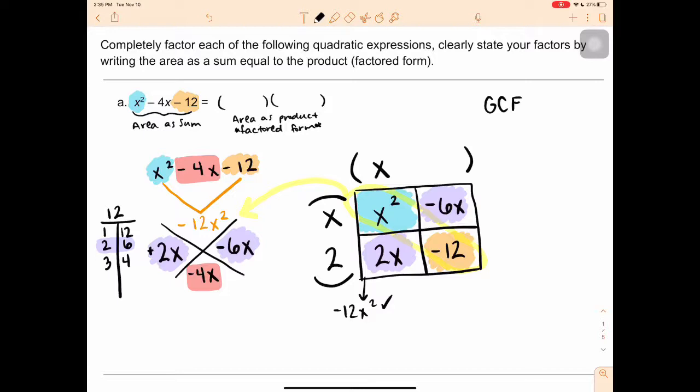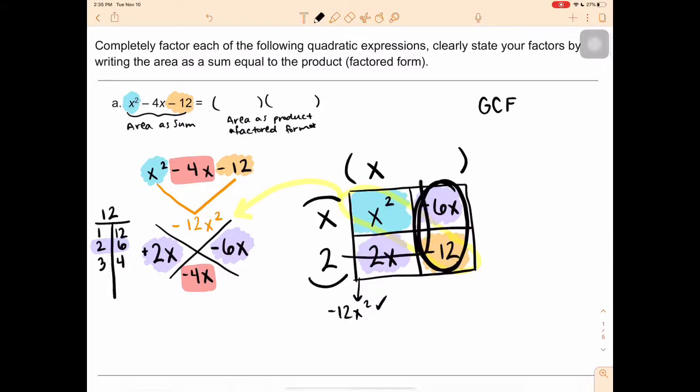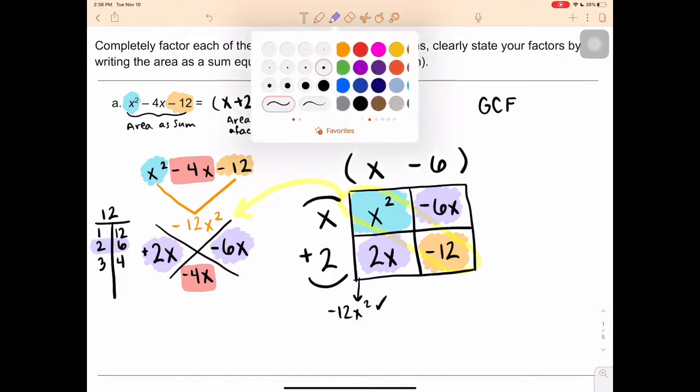And then over here, I'm looking at the GCF between them, but also what do I multiply x by to get negative 6x? Or what do I multiply 2 by to get negative 12? In each case, the answer is negative 6. So these are our factors. So now we have x plus 2 times x minus 6. And again, you could have written the x minus 6 first. It does not really matter. But this is the factored form.